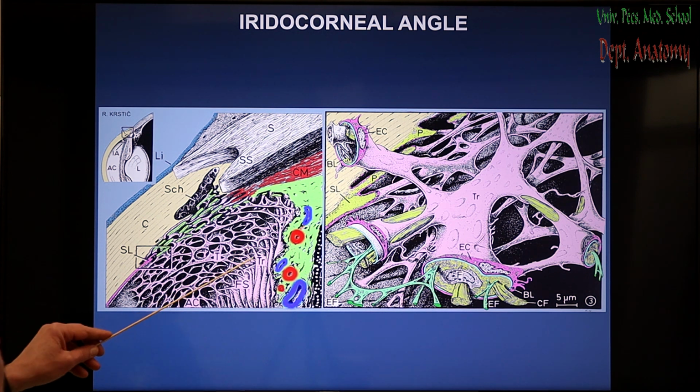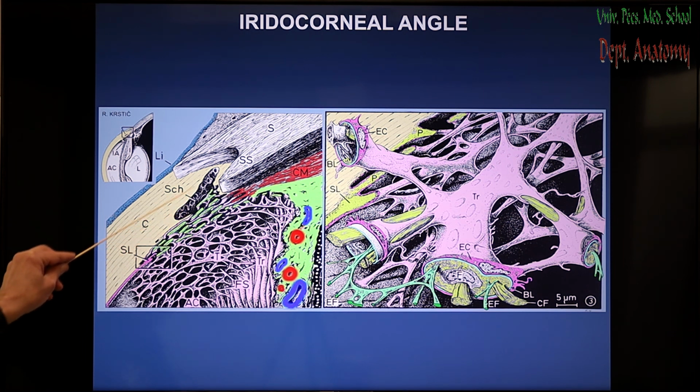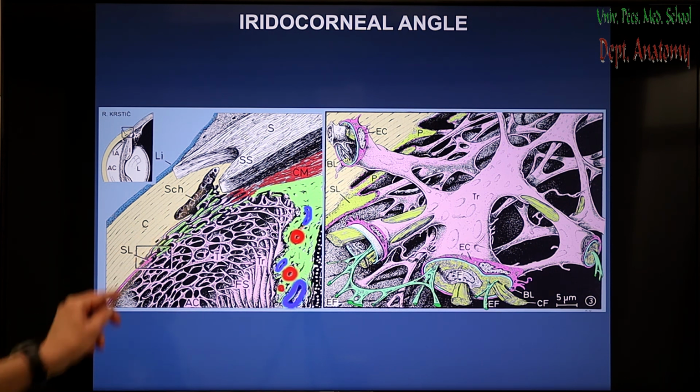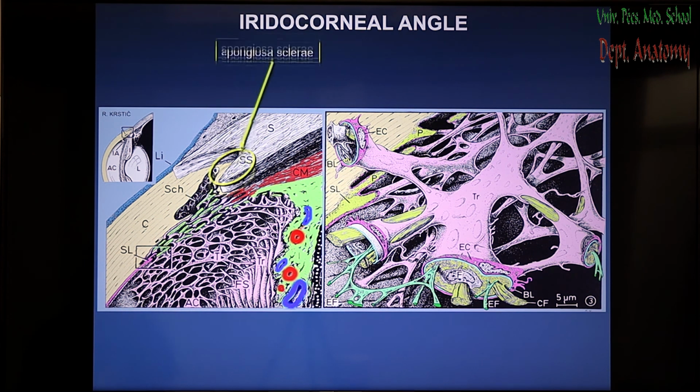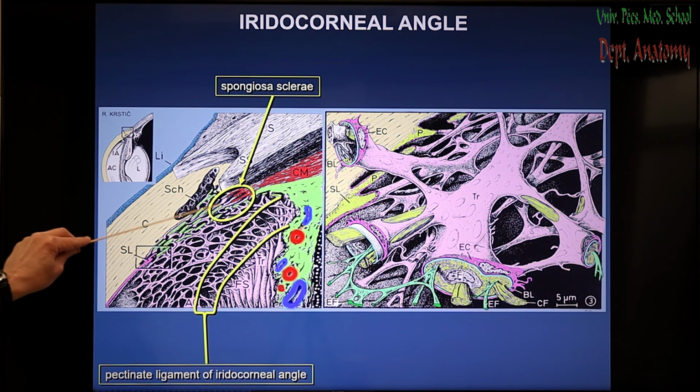And this iridocorneal angle can easily be found if you look at the histological structure by finding an endothelium-lined, quite wide cavity at this angle, embedded in the peripheral part of the cornea, and this one is called the Schlemm's canal. And the Schlemm's canal drains the aqueous humor from the anterior eye chamber.